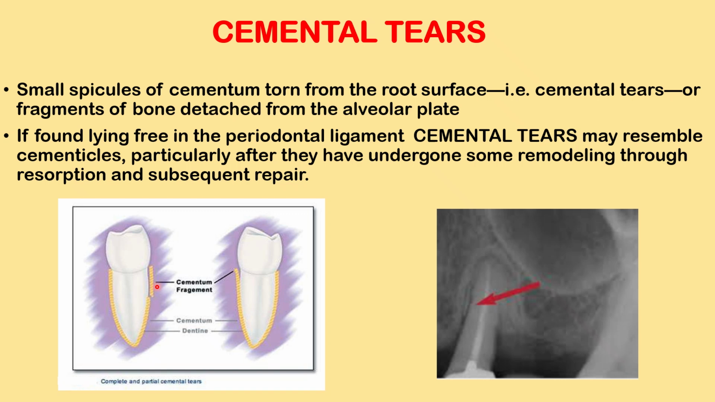Next is cemental tears. These are small fragments of cementum that become detached from the root surface, or fragments of detached bone from the alveolar plate. When these fragments lie freely within the periodontal ligament space, they can resemble cementicles, especially if they have undergone remodeling through resorption and repair.